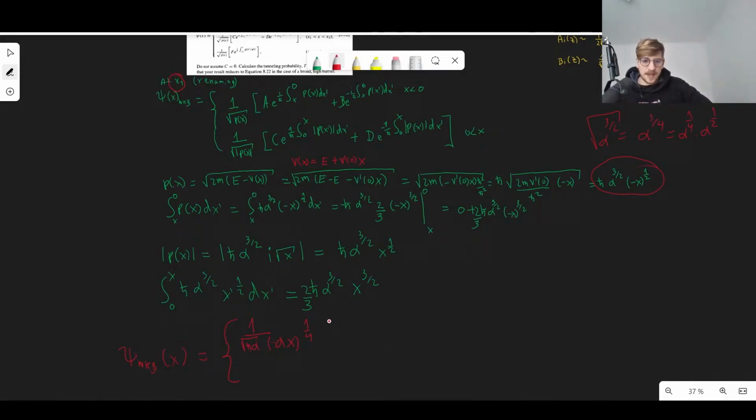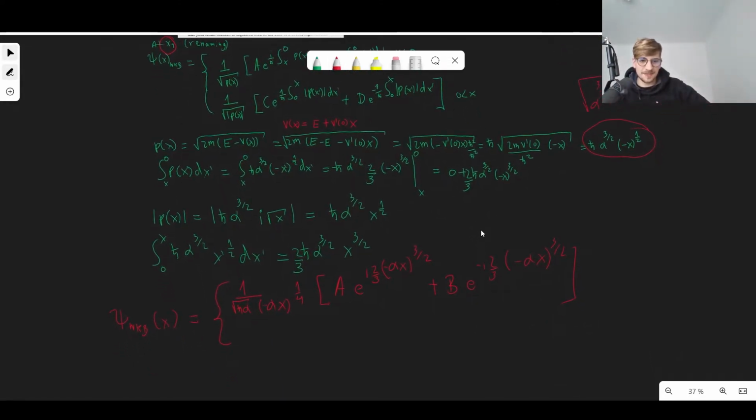Yes, okay. And now we begin copying the rest. So we get a e to the i over h bar times this thing right here. But the h bars cancel out, so we don't worry about it. So we get i 2/3 and then minus alpha x, they have the same exponent, so we can put them together, to the 3/2. And then plus b e to the minus i, the h bar cancels out again, 2/3 minus alpha x to the 3/2. Okay, my handwriting became a lot bigger by the end, but it's fine.